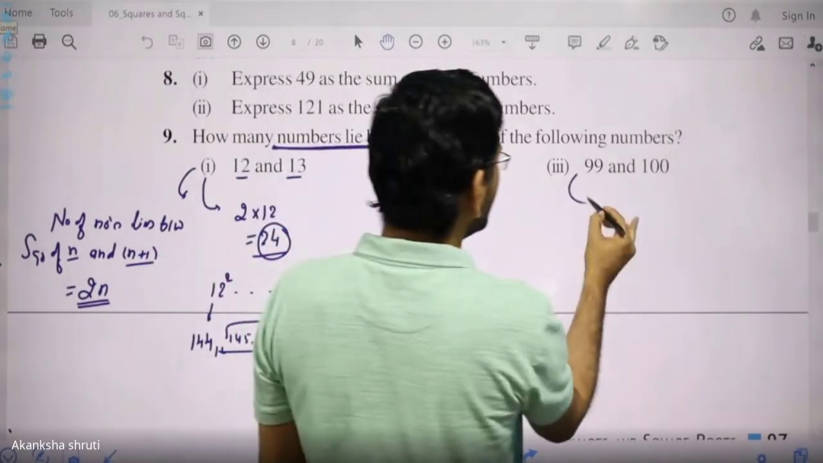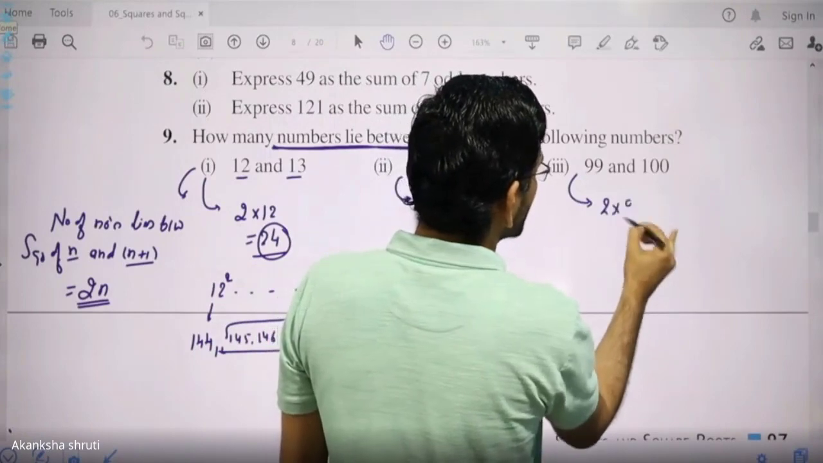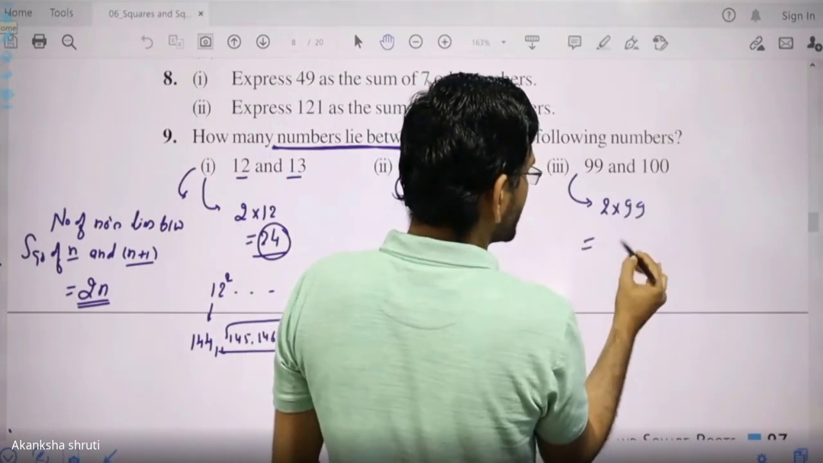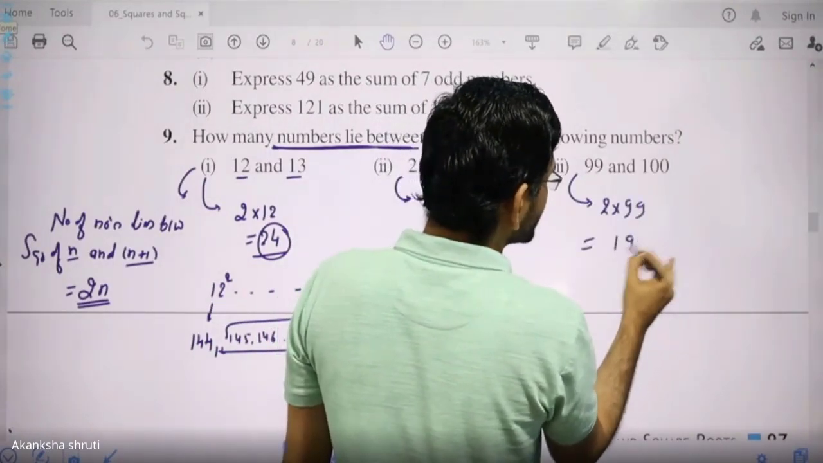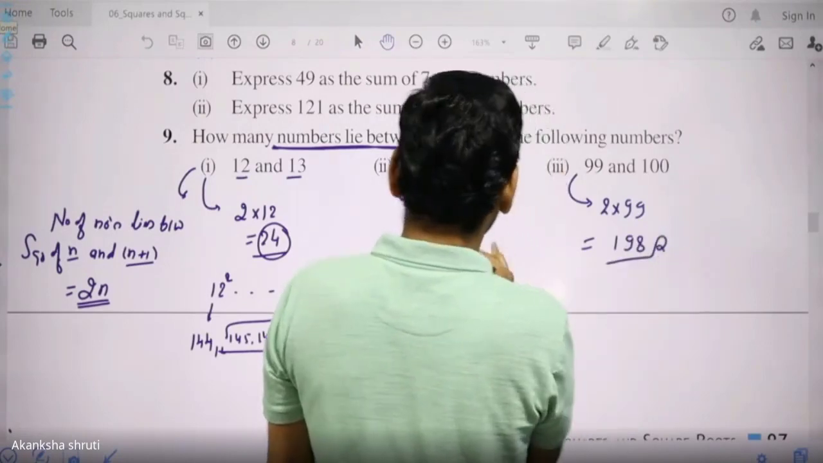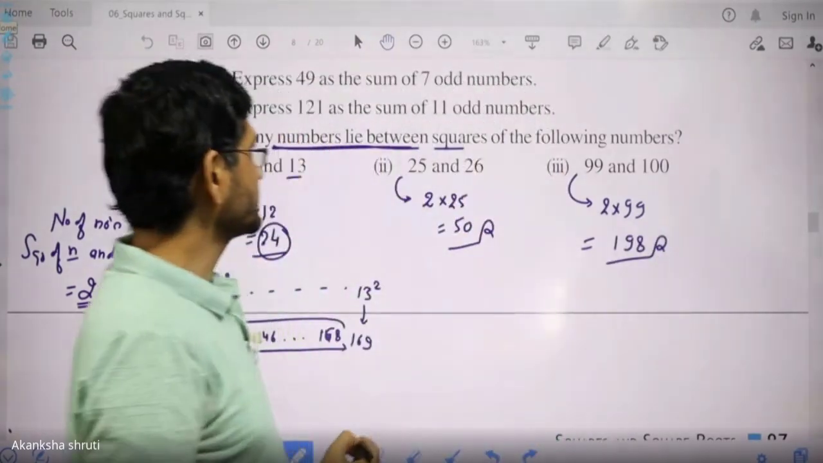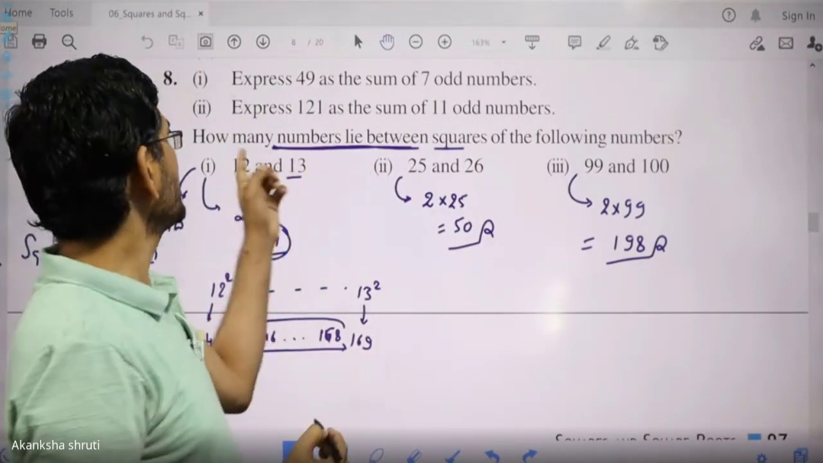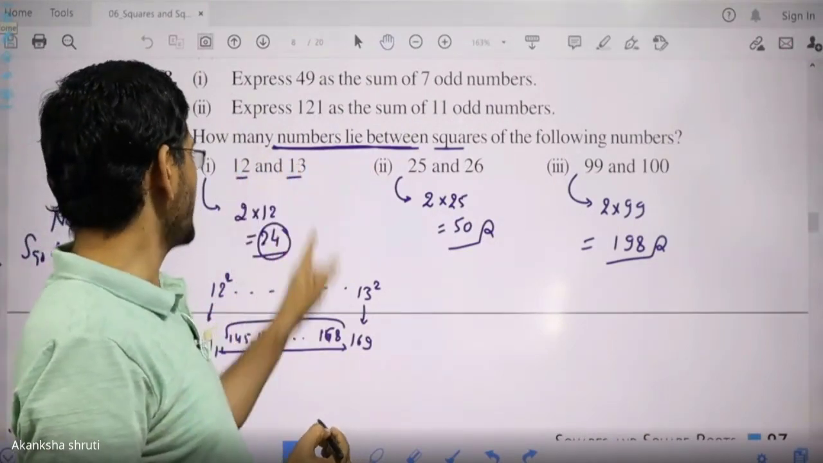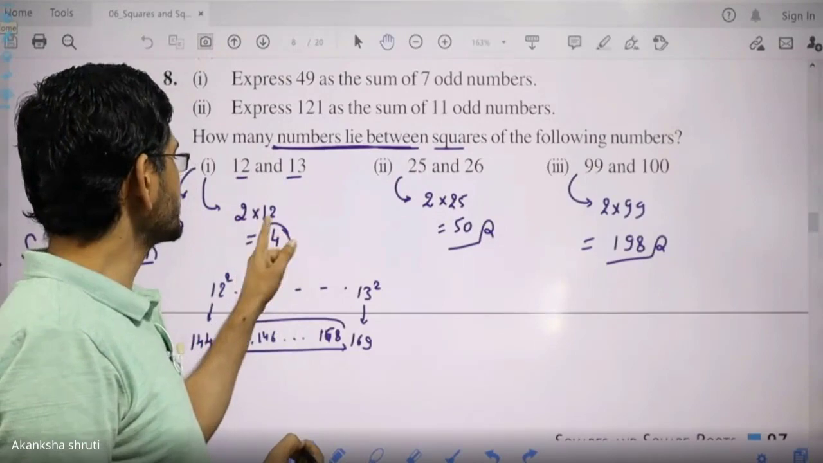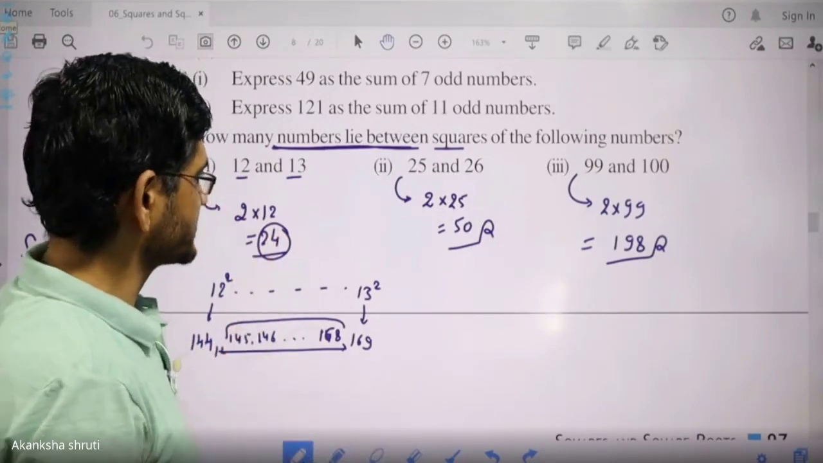Students, here it will be 2 into 99. So it will be 198. That's all. So simple. But the question may be framed the other way: what should be added from here to get this one? Then we have to consider 2n plus 1, as I had just explained.